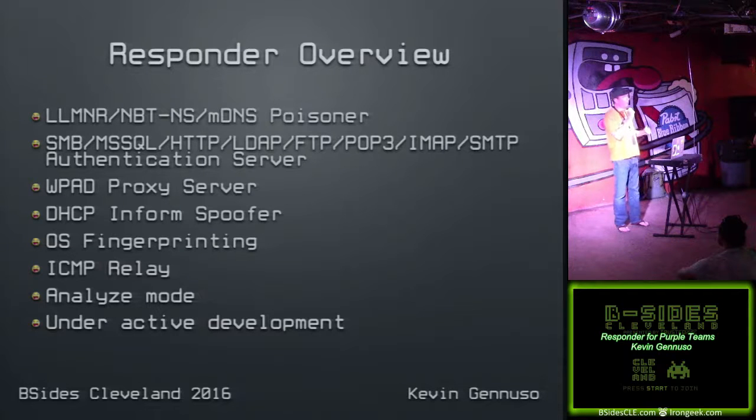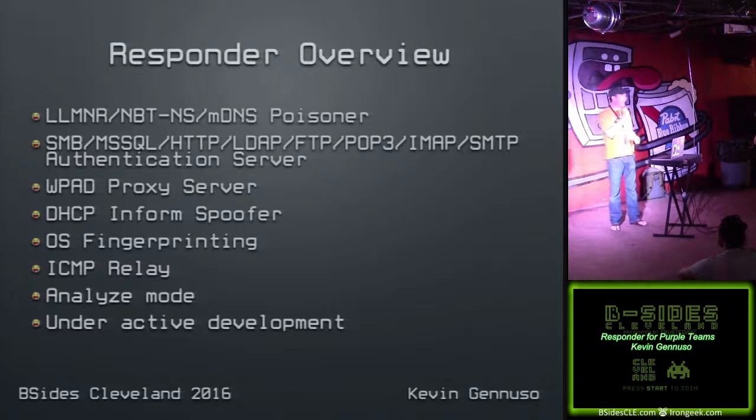For those that don't know, WPAD is a web proxy auto detect. So if you go into Internet Explorer, there's a little checkbox that says, detect my proxy settings for me. That's WPAD. And so it has a built-in server that can do some evil things. It has a DHCP inform spoofer, which allows you to actually get in the middle of a DHCP request from an endpoint and insert your own default gateway and your own DNS server while actually serving up the IP from the original DHCP server. Pretty slick.